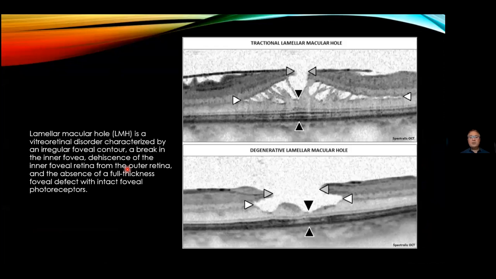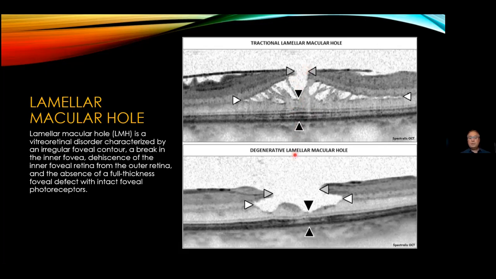Now, this is also something that you will see on your OCTs. So this is a lamellar macular hole. Now, that means that the inner layers of the fovea are distorted, but the outer layers and the photoreceptor layer are still intact. So often these patients still have good vision, but they have some distortion on the Amsler grid. They definitely have decreased best corrected vision, but often not under 0.6 or 6/9.